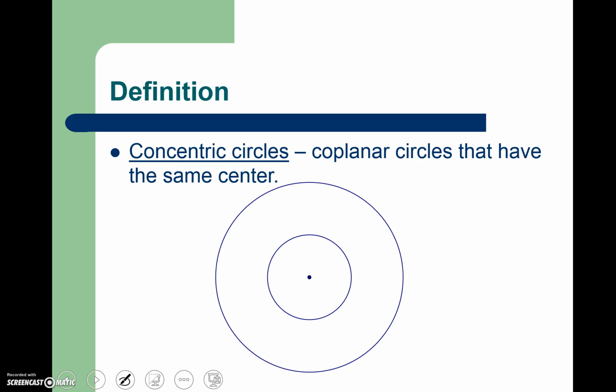Concentric circles, like co-worker, coplanar, collinear, that means they're sharing the same thing. In this case, they are sharing the same center. So concentric circles are coplanar circles that have the same center.